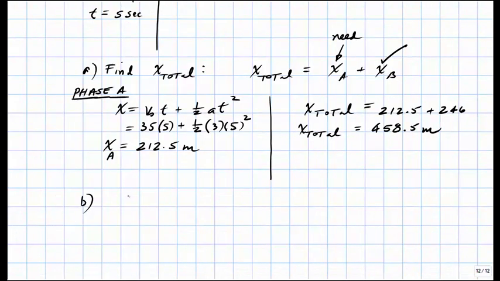Now in part B, we want to determine the car's acceleration in phase B, or after the driver applies the brakes.